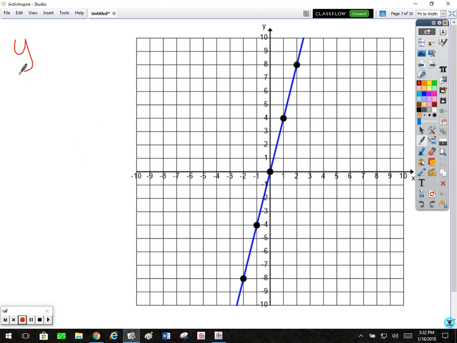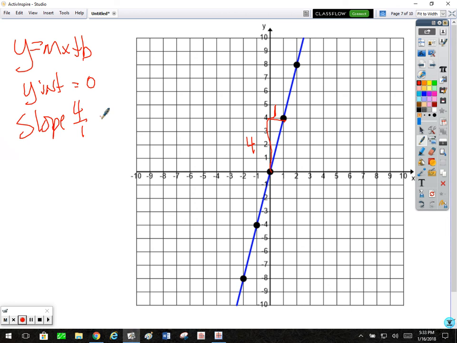Okay. All right, let's look at this one. Remember, our equation is y equals mx plus b. Well, here's the b. It crosses at 0. So the y-intercept is 0. All right, let's see what our slope is. Here's our rise, here's our run. 1, 2, 3, 4, and our run is 1. So we have slope is 4 over 1, which reduces to 4, and it's going uphill, so it should be a positive slope. So we write our equation, y equals 4x.